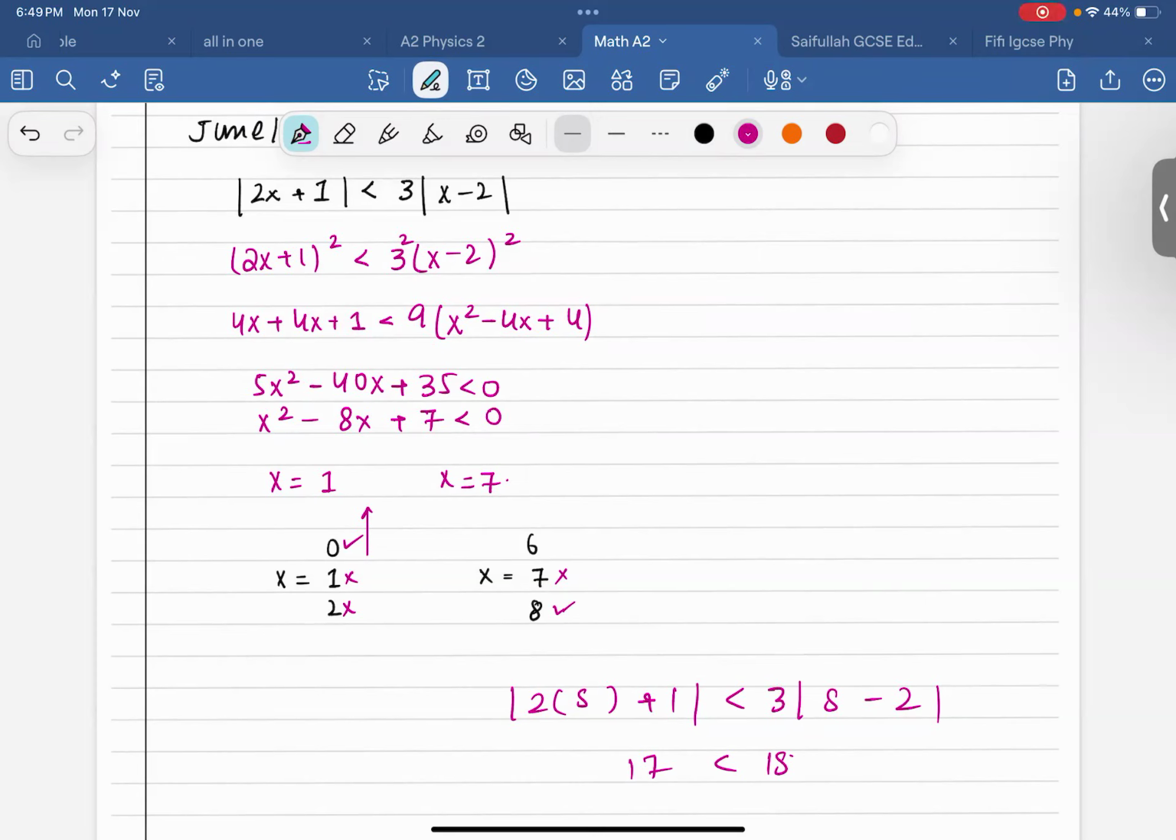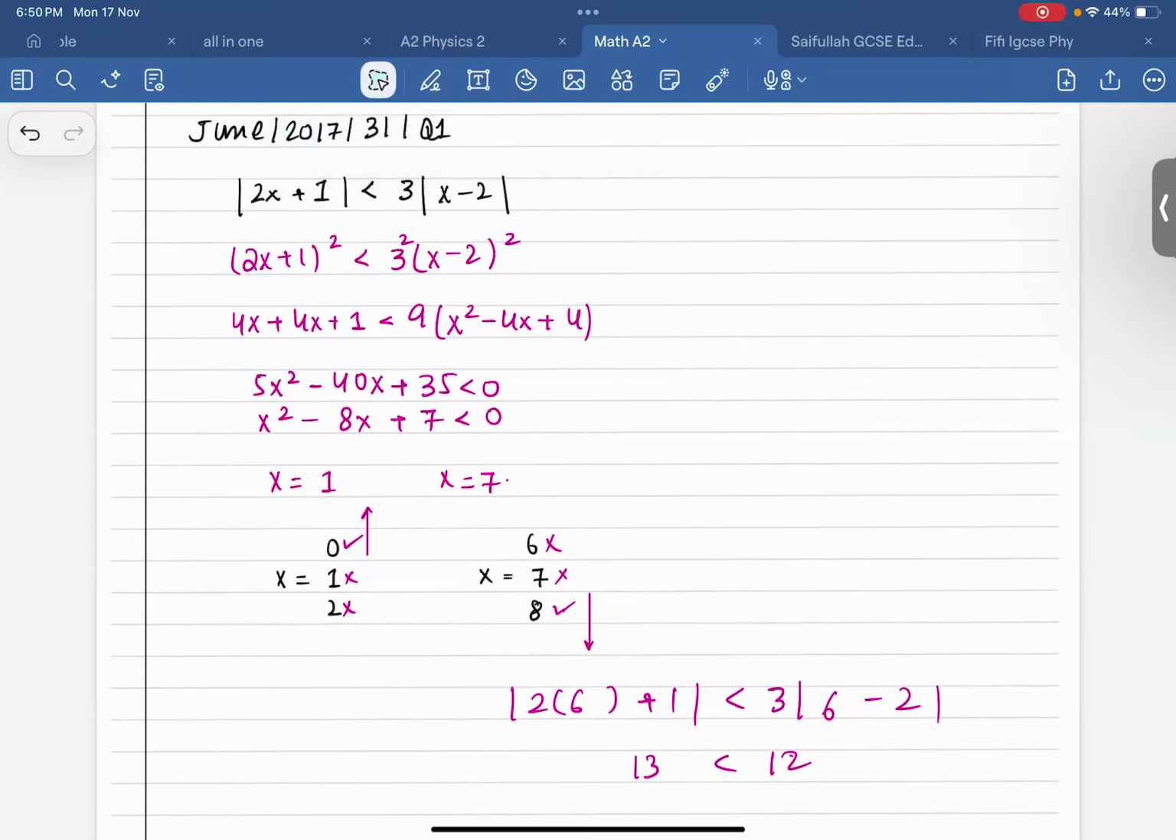And if you put 6 in, 6 times 2 is 12, plus 1 is 13. On the other side, 6 minus 2 is 4, 4 times 3 is 12, so that is also not making sense, right? Clear. So basically anything that is greater than 7 satisfies the inequality, right?